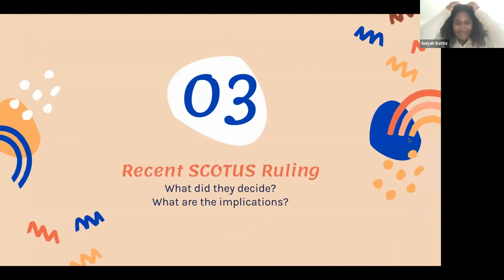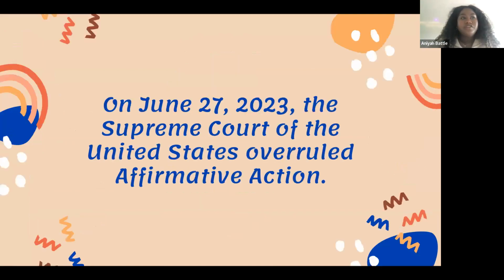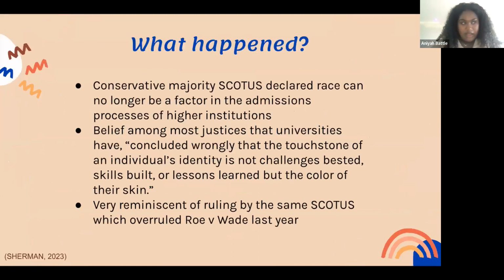So now we're going to talk about the recent SCOTUS ruling, what they decided, and what the implications of this ruling are. So on June 27, 2023, so very recently, the Supreme Court of the United States overruled affirmative action. So affirmative action was banned, right? Here's just a little bit of a breakdown of what actually happened.